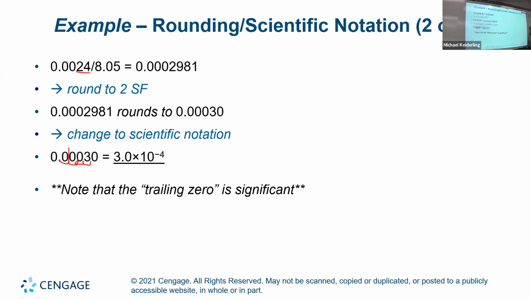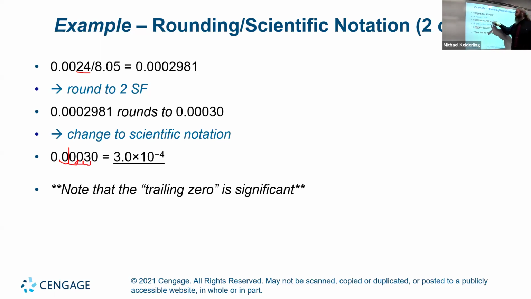Here's another example. If we have 0.0024 divided by 8.05, that will give us 0.002981. But 0.0024 only has 2 significant figures. We have to round this to 2 significant figures.